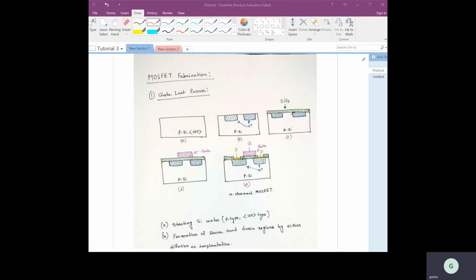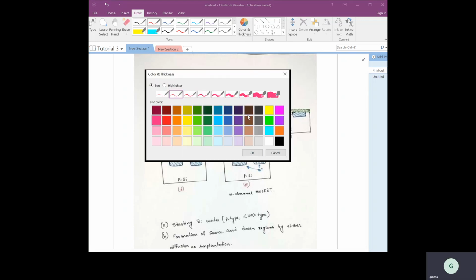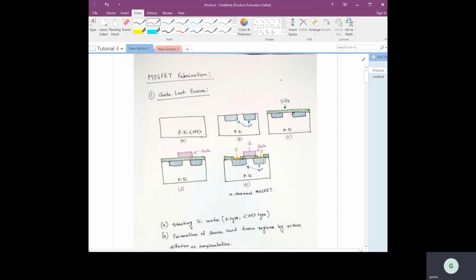So today we are going to discuss this MOSFET fabrication. I hope that you remember that in the last class we discussed briefly the fabrication techniques of a CMOS inverter, right? You recall, right? So there we have seen broadly what the steps are to fabricate a CMOS inverter.